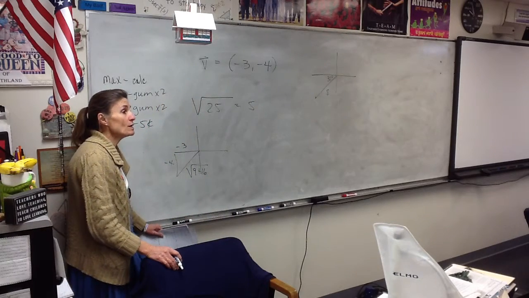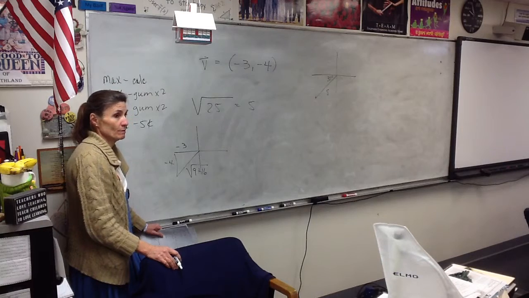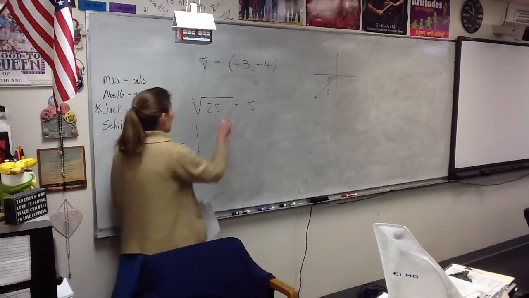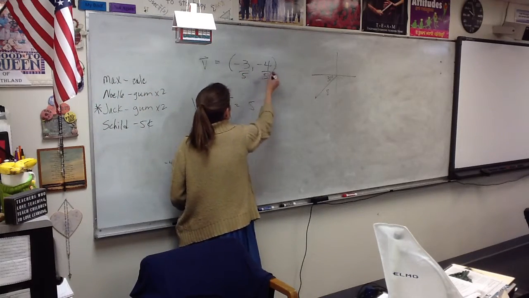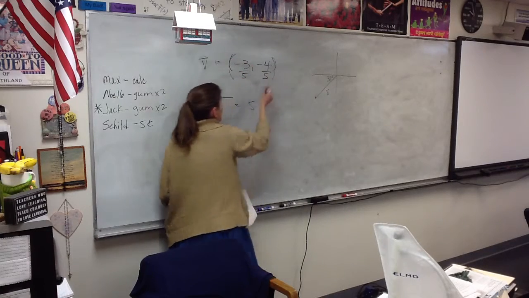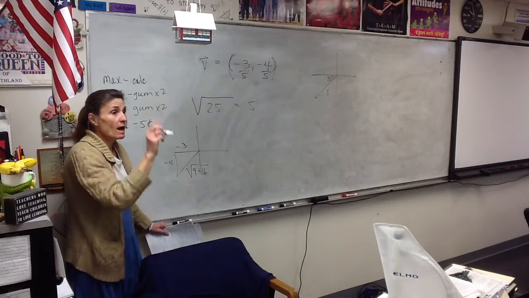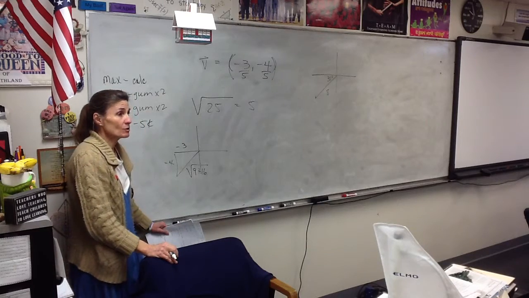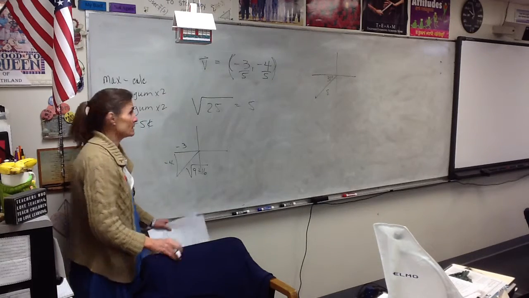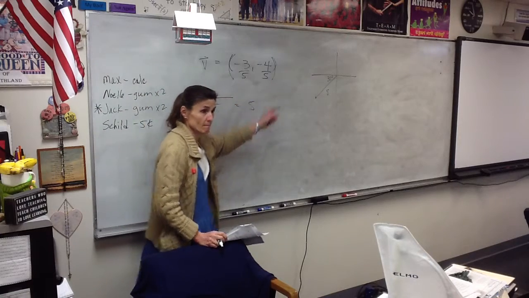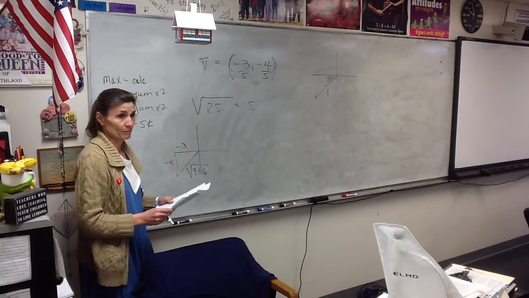And then what do we do with the magnitude? We divide both of these by it. So this is the unit vector. One more time. How do we find a unit vector, gang? We simply divide the coordinates by the magnitude.